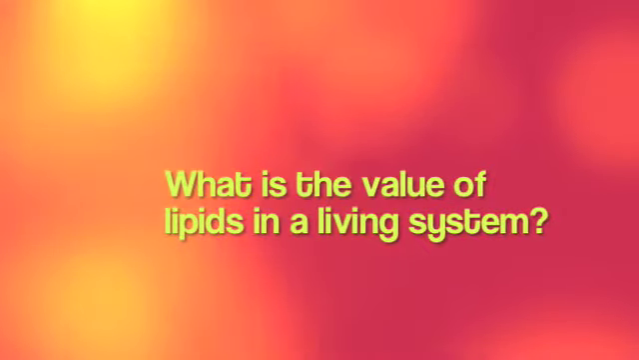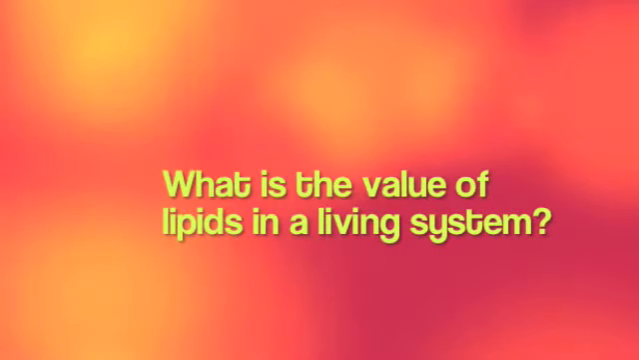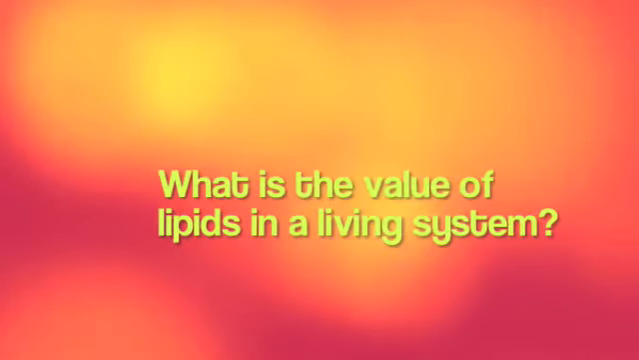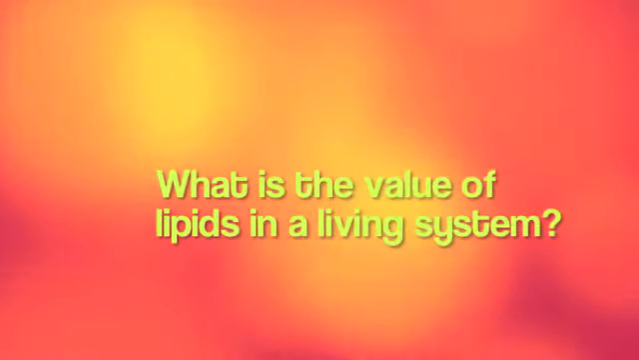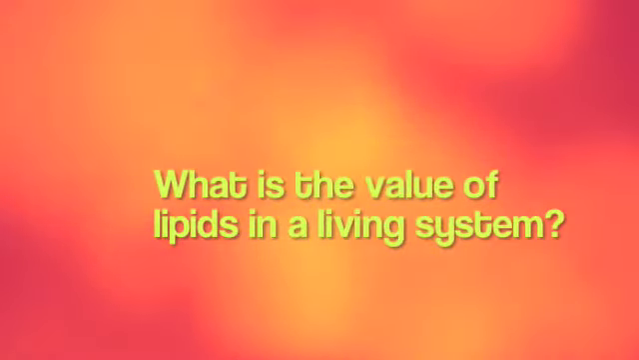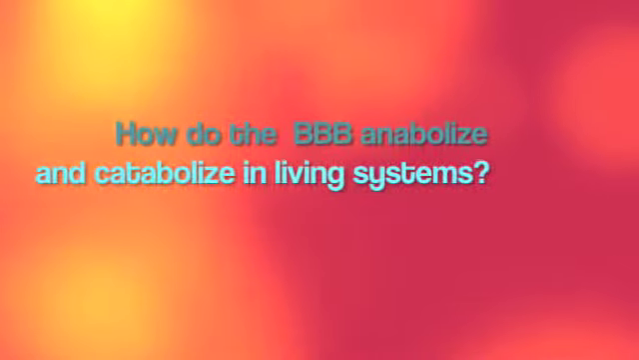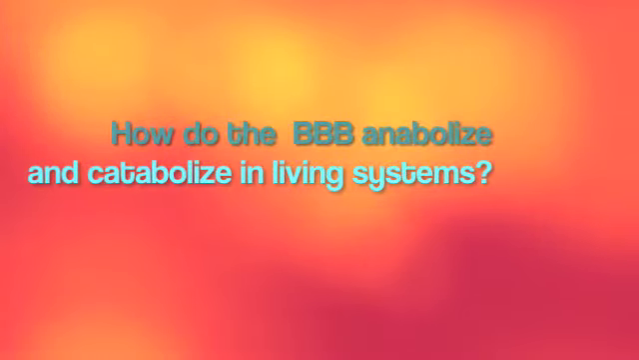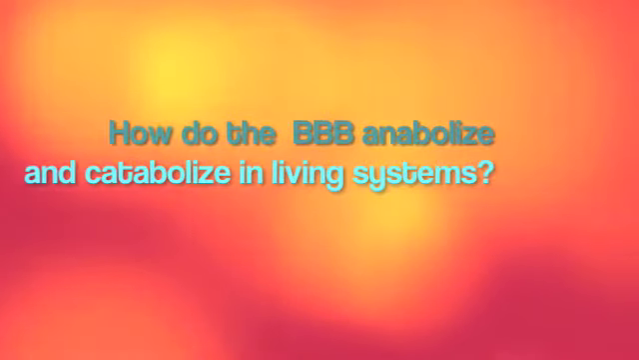Lipids are very important to living systems because they are the secondary source of energy used by the body after the carbohydrates. We can find lipids in the cell membranes, as they are one of the major structural components. The basic building blocks of life anabolize through the process of dehydration synthesis, and they catabolize through the process of hydrolysis.